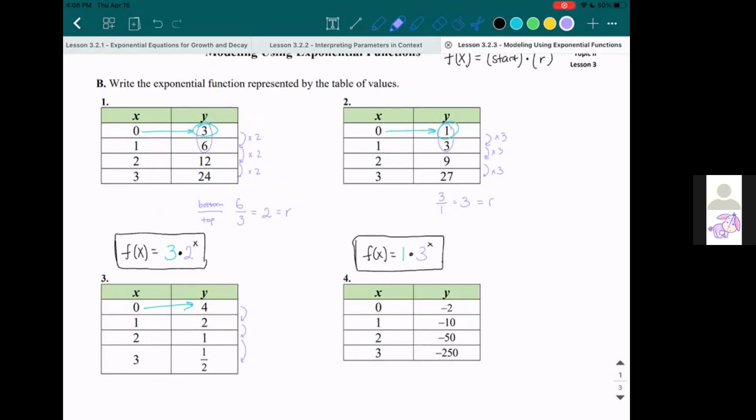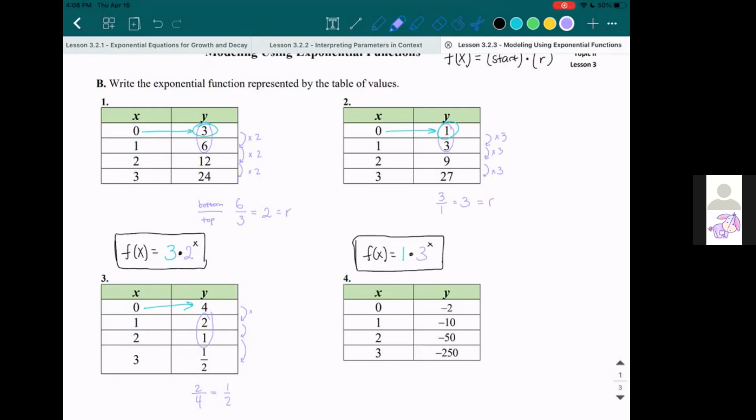So remember the process is bottom divided by top. Let's pick two numbers that are next to each other. So bottom is 2, divided by top is 4. So 2 over 4 is the same thing as 1/2. You can simplify this fraction. Okay, let's say you don't like simplifying fractions, so you don't pick 2 over 4. You can also pick these two numbers. So bottom divided by top is literally 1 divided by 2, which is 1/2. Remember the common ratio, you can pick any two consecutive numbers because it should be the same thing every single time.